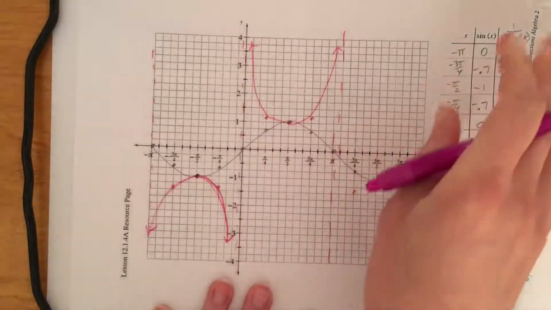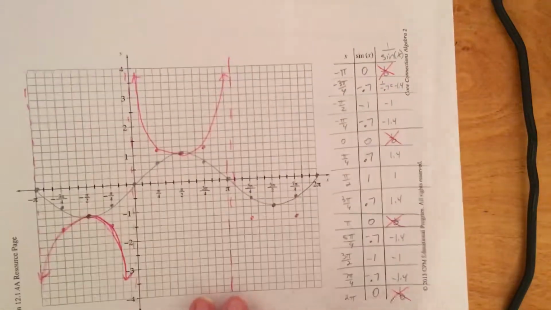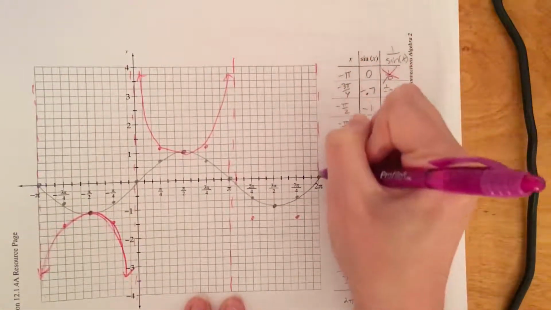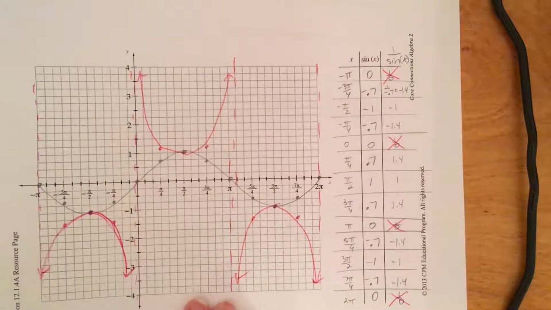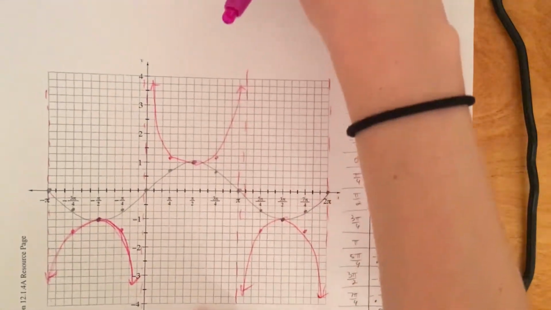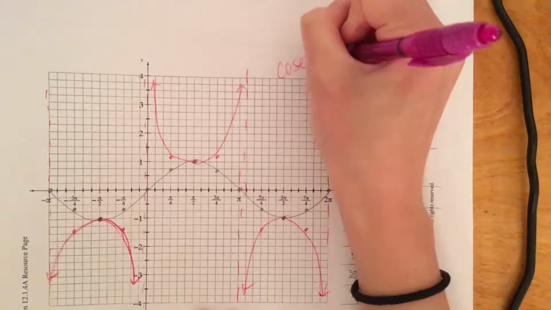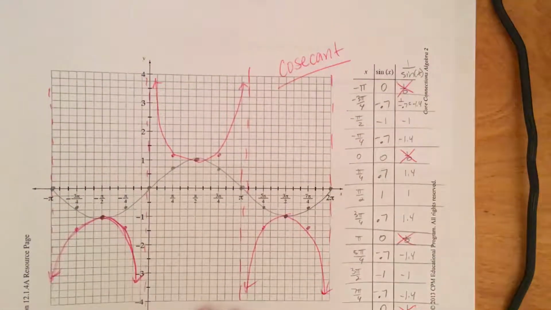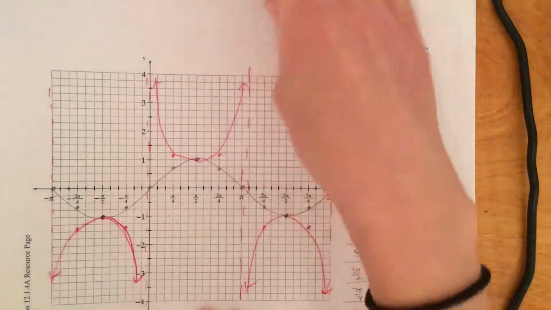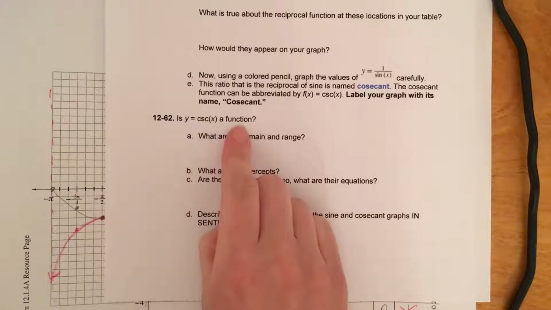So it's kind of like we've got some curves happening here. They're like almost little isolated parabolas. And then we'll do one more. So that's another asymptote at 2 pi. So just want to show you what your graph should look like. And you're labeling this. This was called a cosecant. That's what this graph is here, cosecant. Okay, so moving on to question 12-62.